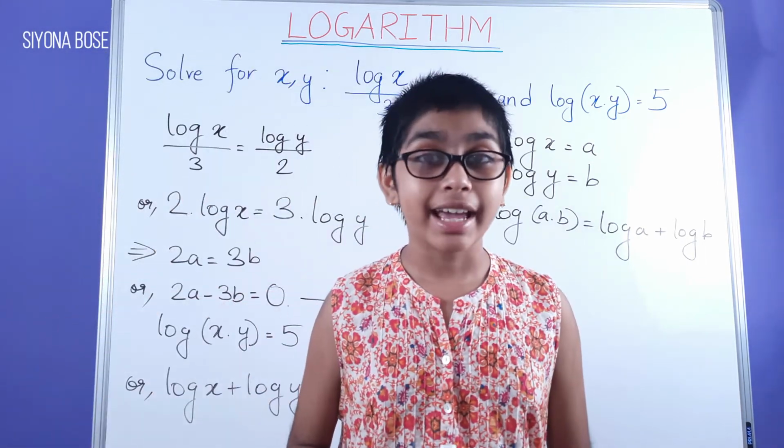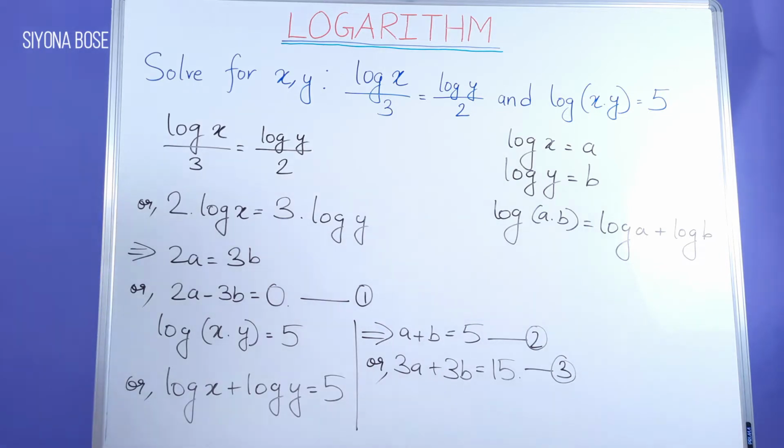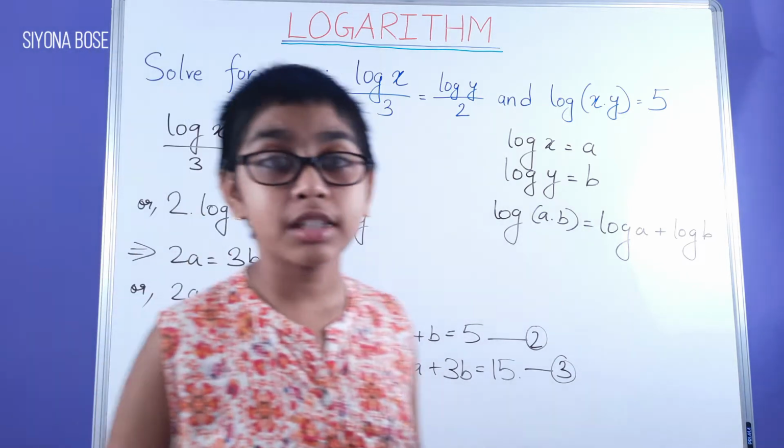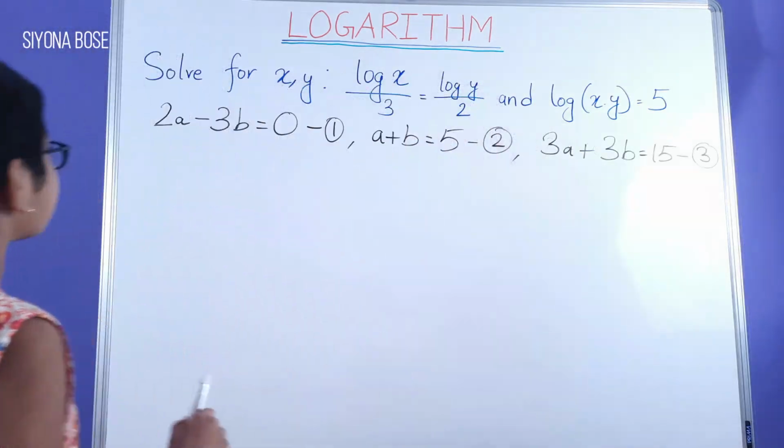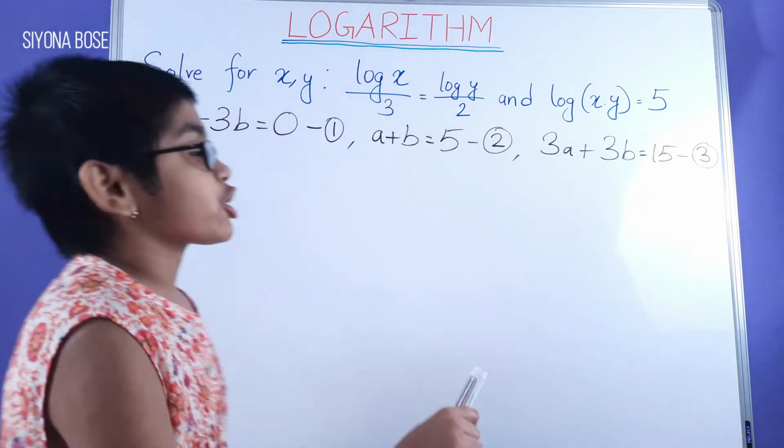So now we may take a look at the board. Moving on to the rest of our sum. Continue. We got the 3 equations here.